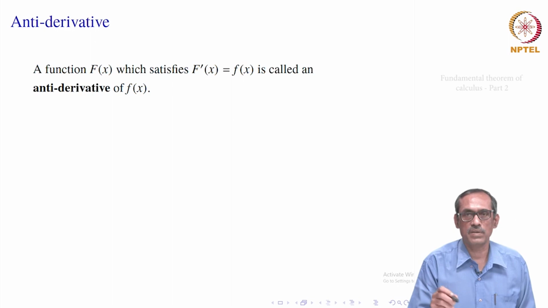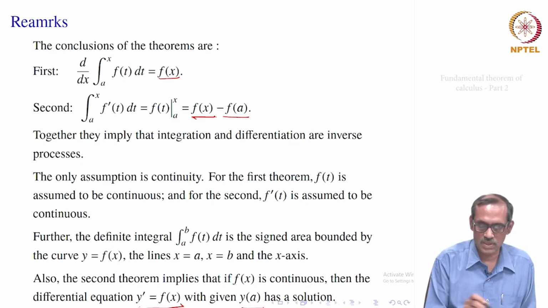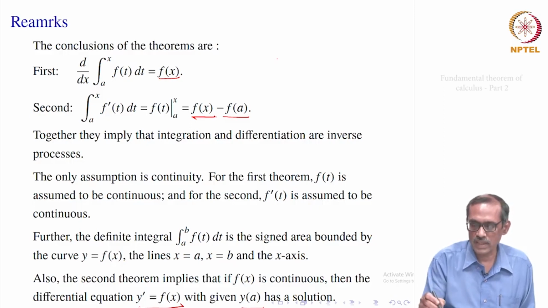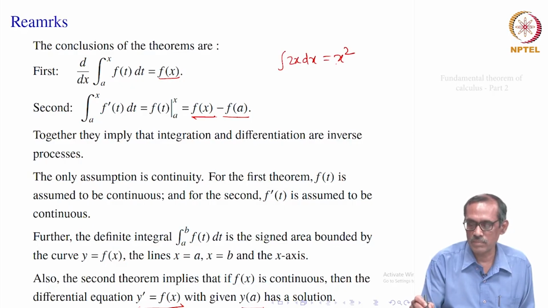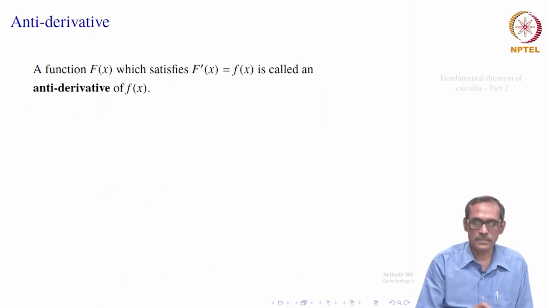So we will introduce something new here, because always we have this F(x) minus F(a), this a is there. This does not say that you have the integral of 2x equal to x square. We know that if you differentiate x square, you get 2x. If it is the reverse process, you should get the integral 2x dx equal to x square, but we know that it can differ by a constant. So it should be something like this. This is what we want to formalize now.